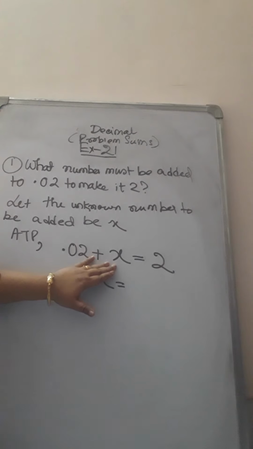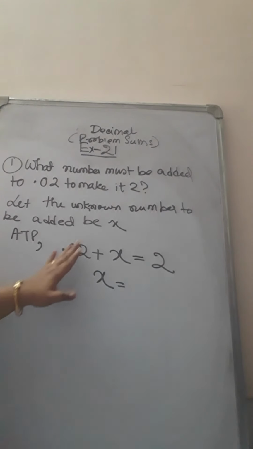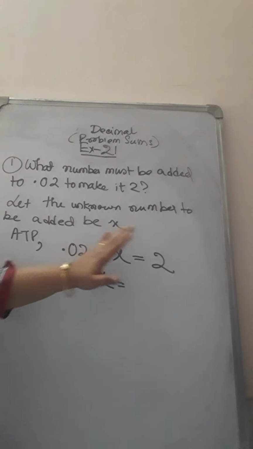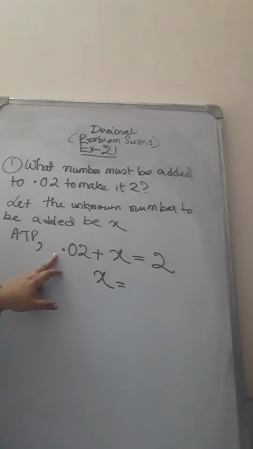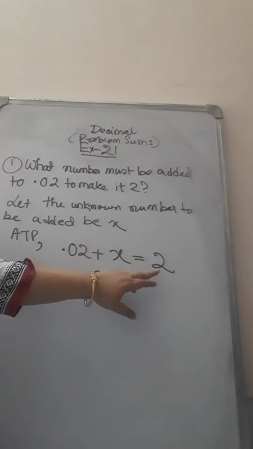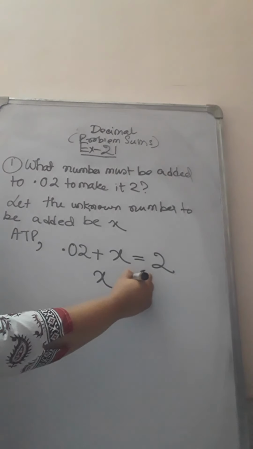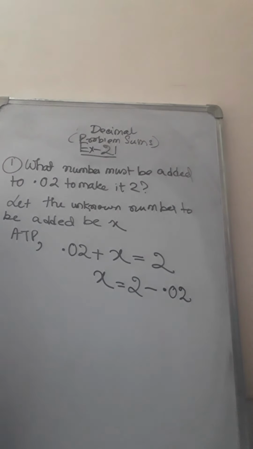If I want to find the unknown, I am keeping it on one side and shifting all other numbers to that side. So 0.02 is here. Now when any number shifts from equal to this side to that side, from LHS to RHS, the sign of the number changes. Like this number is a positive number. When it changes that side, it will be a negative number. It will be subtracted. So 2 minus 0.02. We have to do this and then we can get the x value.